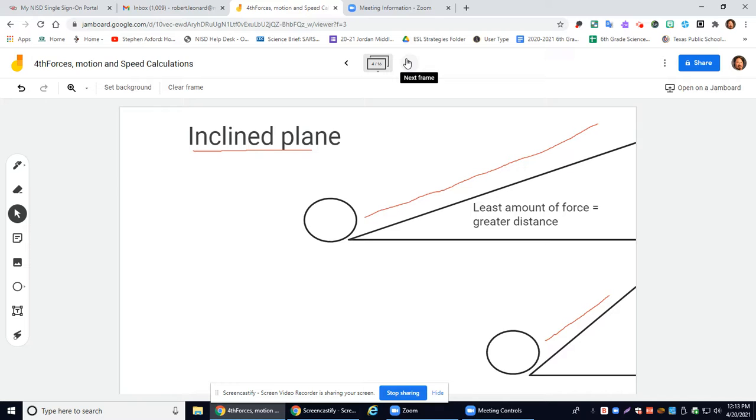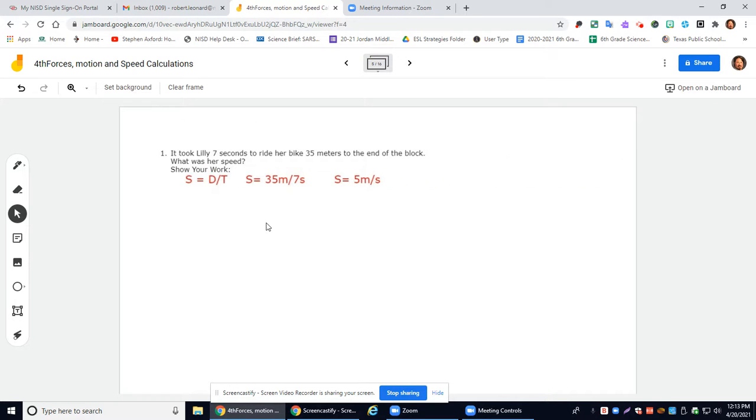Okay. Moving on. Then we have some word problems. Whenever you work a word problem, you always want to write your formula first and then fill in your formula's numbers and solve.